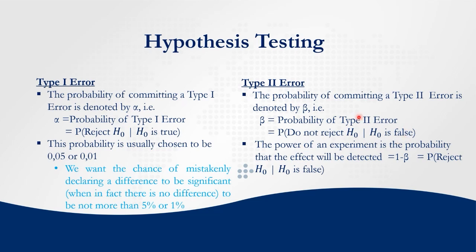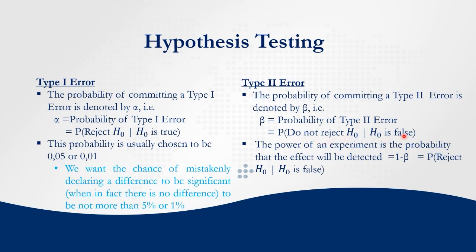And the probability of committing this error is denoted by beta. So beta denotes the probability of a type 2 error. What is type 2 error? Type 2 error occurs if we do not reject the null hypothesis when the null hypothesis is false. We want to reject the null hypothesis when it's false.